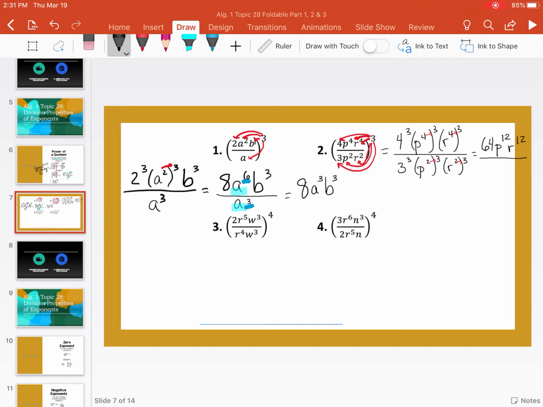divided by. Now 3 cubed is 3 times 3 times 3, so here we're going to rewrite this as 27. P squared to the 3rd power is 2 times 3, so p to the 6th. Now r squared to the 3rd power is r to the 6th. And now we can reduce. So if we just look at our coefficients first, are there any numbers that go into both 64 and 27?